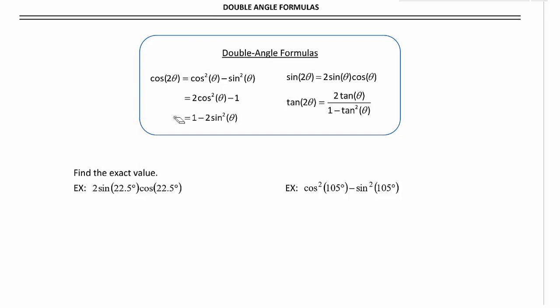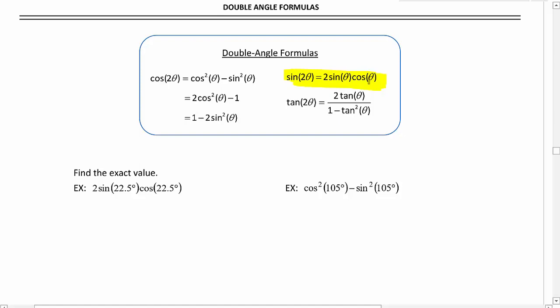So let's look at this first one. We want to find the exact value of 2 sine 22.5 degrees times cosine of 22.5 degrees. Well, I see that 22.5 degrees, and the first thing my brain wants to do is double it, and I notice that if I double it, I get 45, which is something that's on the unit circle. So this tells me that I'm probably going the opposite direction. So let's take a look at this formula up here.